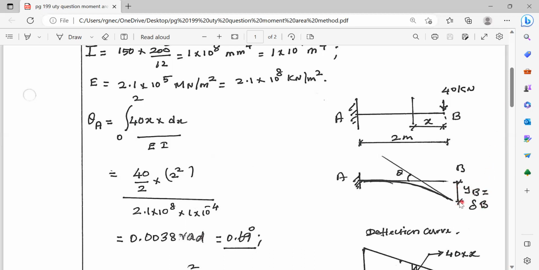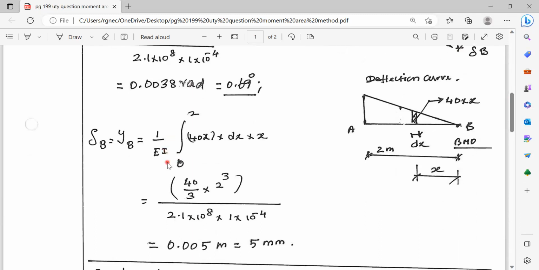And you are calculating the vertical intercept at B. That means the moment of the area of the bending moment diagram should be taken with respect to point B. You have to consider the bending moment diagram between B to A, and this area of the bending moment diagram should be multiplied by the distance measured from the point B. And 1 by EI times the moment of the bending moment diagram will give the value of YB, the vertical intercept, and that is equal to delta B, the deflection.